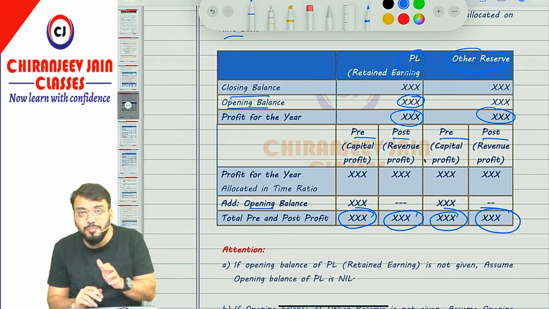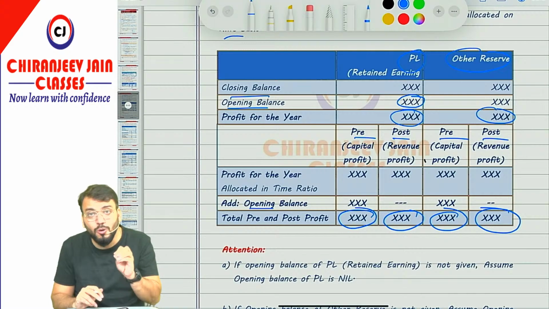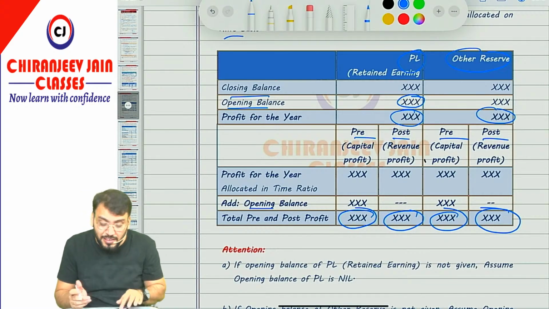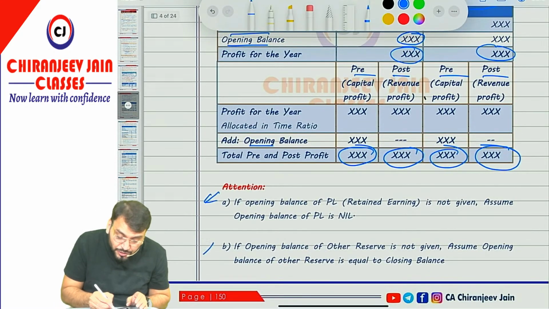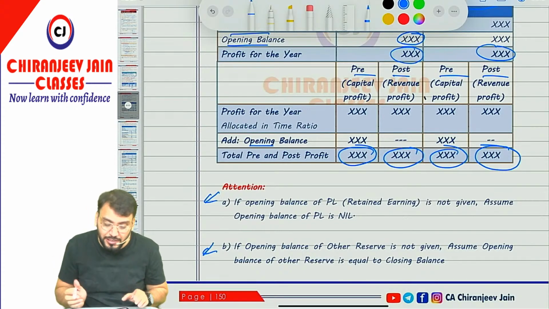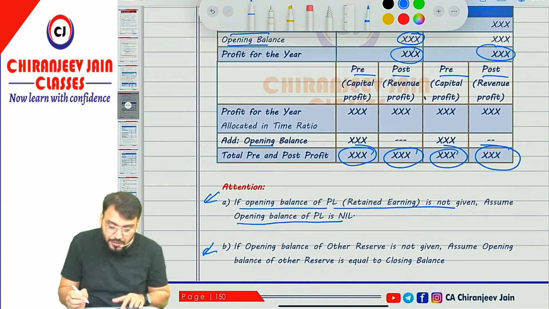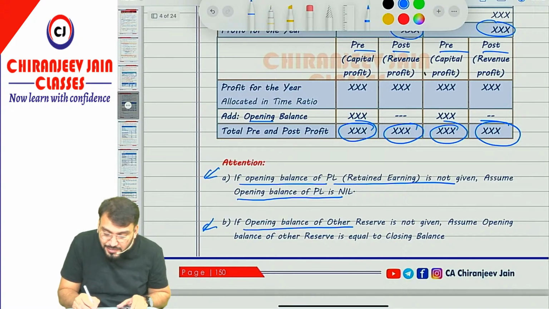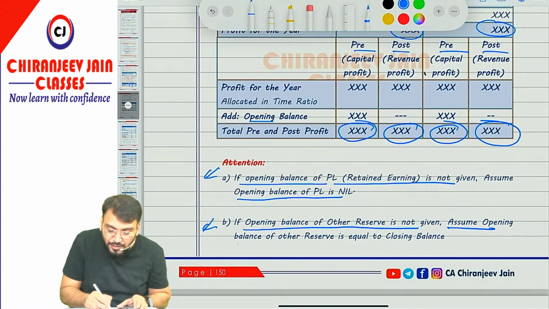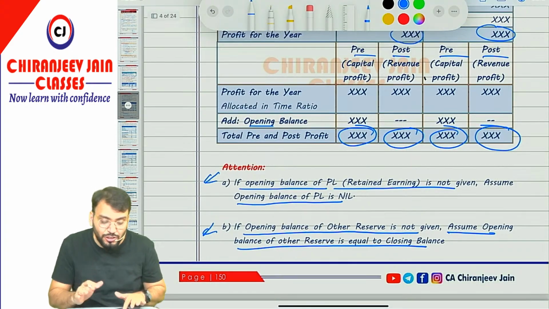But if the opening balance of other reserve apart from retained earning is not given, then we'll assume the opening balance and closing balance are the same. These are general assumptions which you cannot change. You are supposed to use this assumption only, correct? So if the opening balance of PL or retained earning is not given, assume the opening balance of PL is nil. If the opening balance of other reserve is not given, assume the opening balance of other reserve is equal to the closing balance. Got this point? Correct. So this you have understood.